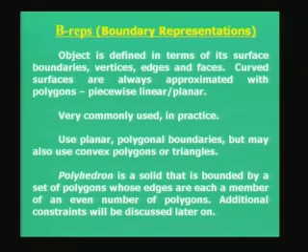We define a new term based on polygons, called polyhedron. A polyhedron is a solid that is bounded by a set of polygons whose edges are each a member of an even number of polygons. This is interesting, and we will discuss additional constraints later on in the class, but we will wind up the lecture today with the discussion of what is called a polyhedron. That is a new term which we use to define a solid under the category of B-reps, or boundary representations of solids.